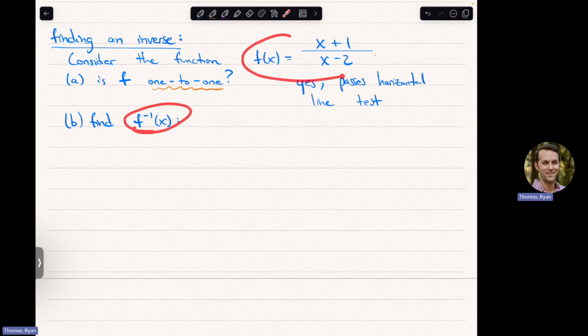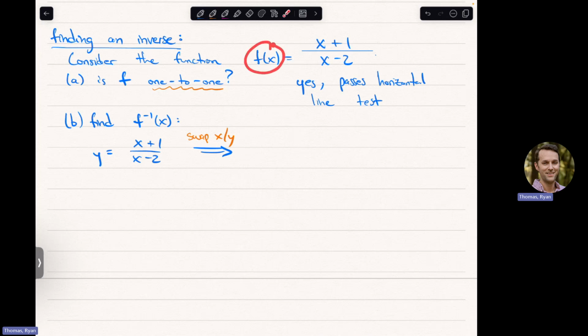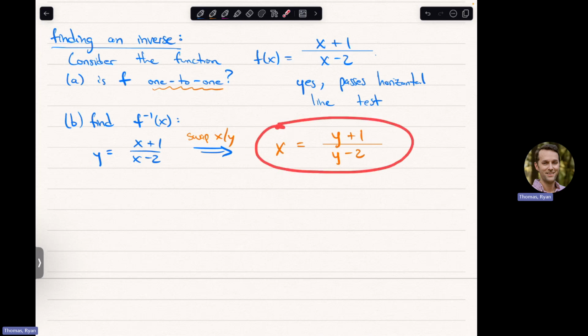To find the inverse, we take the function. So here's our original function, x plus 1 over x minus 2. And we swap x for y. So wherever there was a y before, we write an x, and vice versa. Notice I also, keep in mind that f of x is interchangeable with y. I went ahead and did that. So I rewrite this as x equals y plus 1 over y minus 2. This describes the inverse relationship.